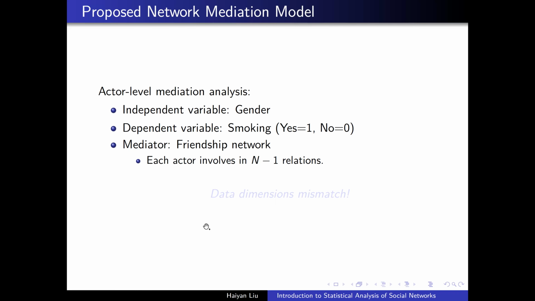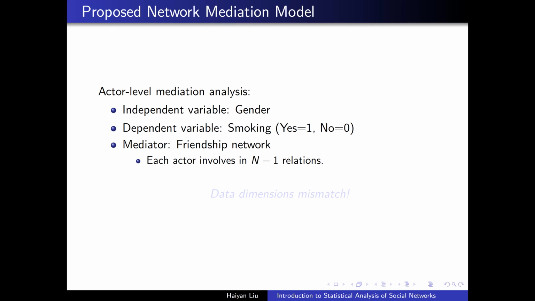Recall that, for each of the nodes in the network, we have one data point for gender. We have one data point for smoking. However, we have n-1 data points for the social relations. This is because each actor is involved in a relationship with every other actor in the network. In the friendship network, we have 165 students. So therefore, we have 164 data points, which describe the relationship of a student with all the others.